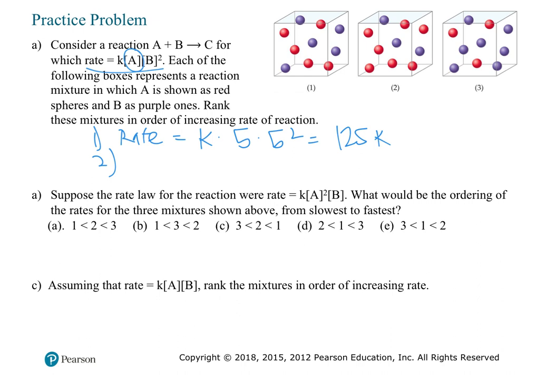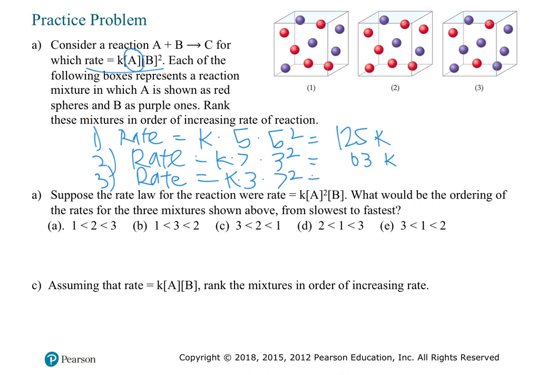For 2, the rate equals k times, we have 7 reds and 3 blues squared, so that gives us 63k. For the third one, it's flipped, so we have 3 reds and then 7 blues, which gives us 147k. So we could say that 3 is the fastest, then 1, and then 2.